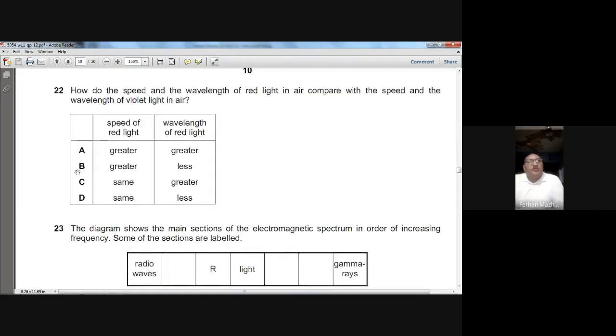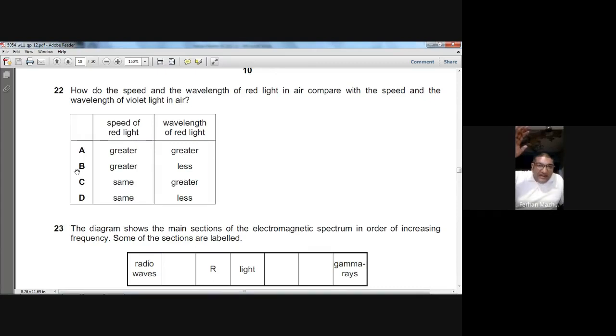Okay, question number 22 is on your screen. How do the speed and the wavelength of red light in air compare with the speed and the wavelength of the violet light in the air? You remember that code, Roy G. Biv. ROYGBIV. This is the order of the colors.